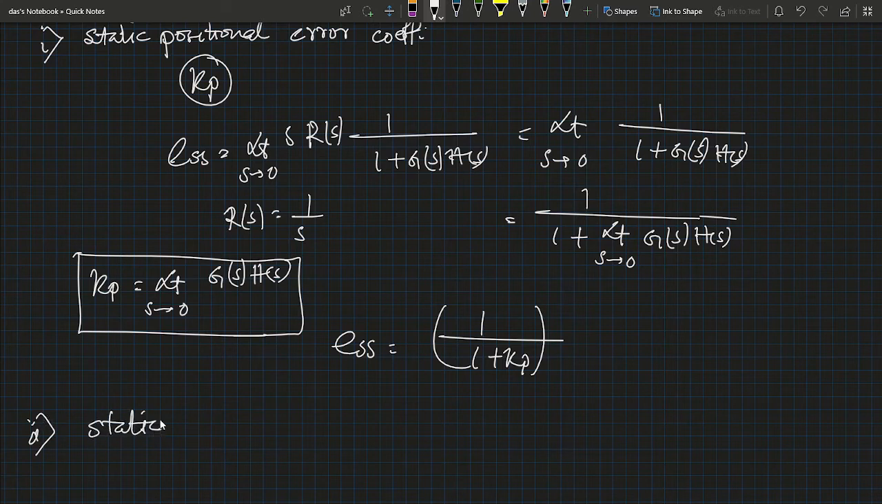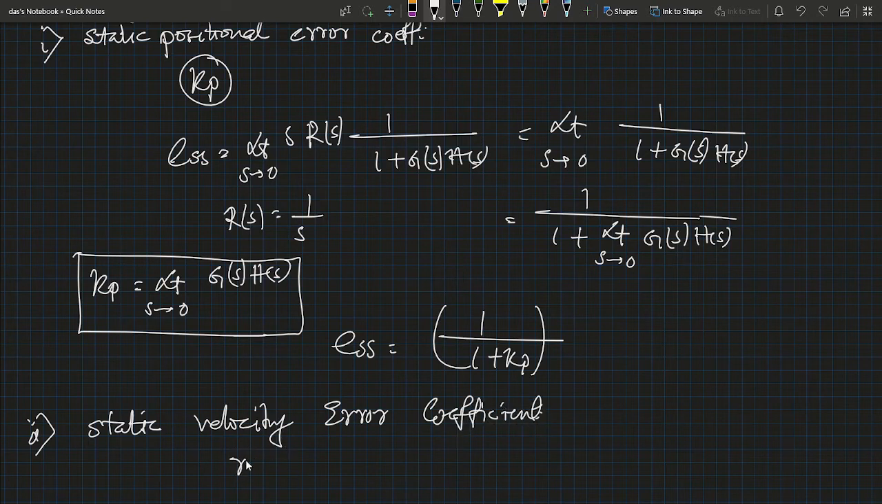Okay, now the second one is the static velocity error coefficient. For this we consider the input to be a ramp signal. So basically this input signal is a ramp. And what is the Laplace transform of it? Because the ramp function is t, that means 1 by s square.